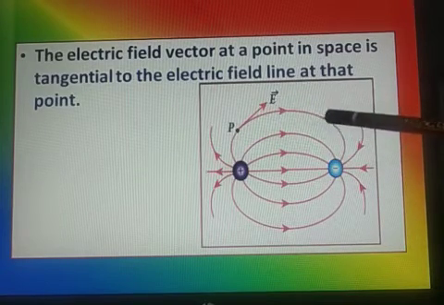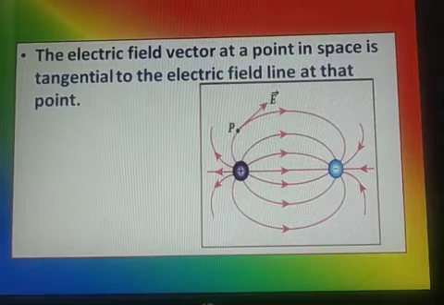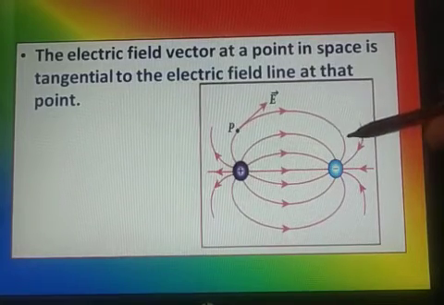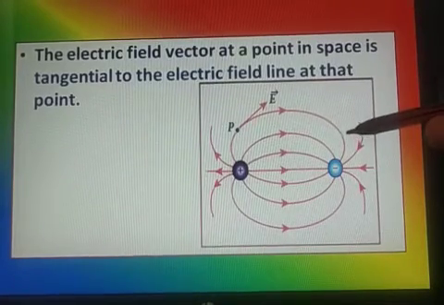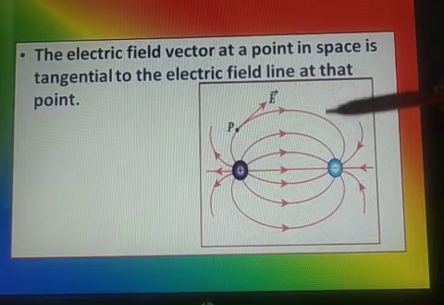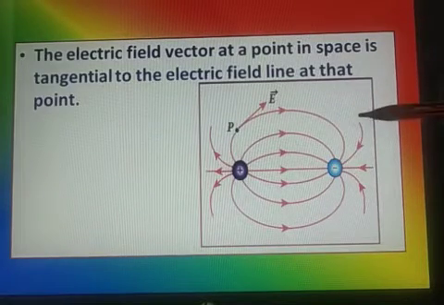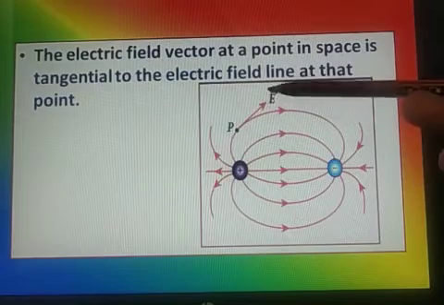Here also we can find it. If you draw a tangent line from this point, it acts towards this direction. We can find the direction of the electric field. So the electric field vector at a point in space is tangential to the electric field line at that point P.